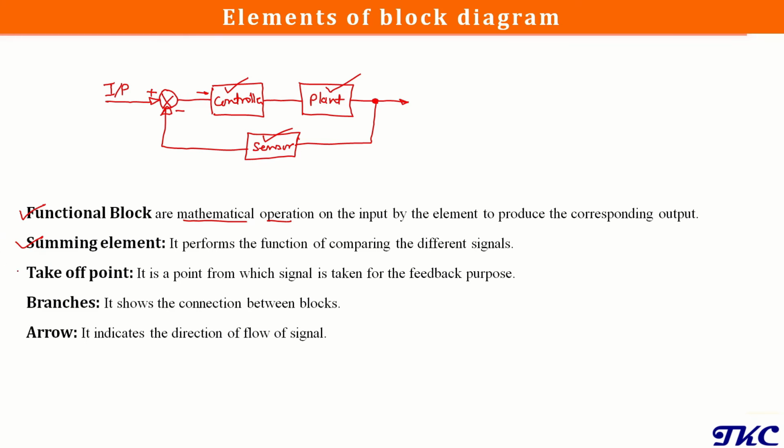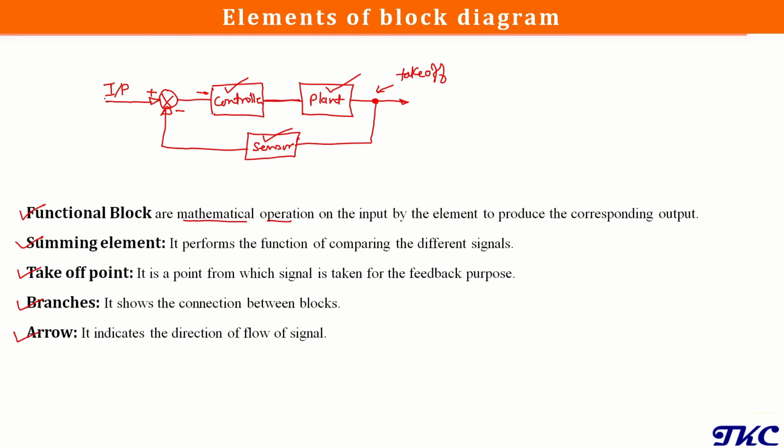So the next element we have is the takeoff point. A takeoff point is a point from where we normally take a signal for sensing purposes. So here we have a takeoff point, and from the takeoff point we take the signal for sensing purposes. Next we have branches. Branches are the lines that are used for connecting different blocks. So these are branches.